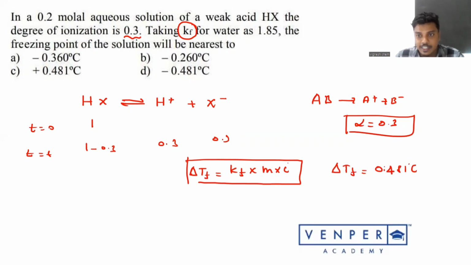0.481 centimeter. Okay, now see degrees Celsius. Now what is the Kf value? Okay, what is Kf value? Around 1.85. They given 1.85, and the molality is 0.2. Okay, now what is i value? It is around 1.33. Okay, we can find out.